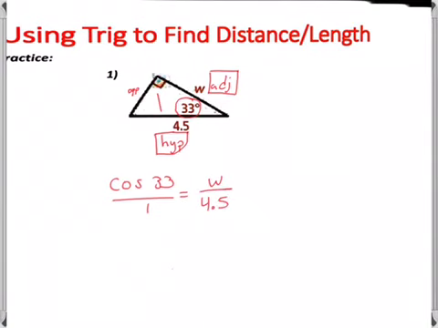At this point, we want to cross multiply our values, so W times 1 would be W, and then 4.5 times cosine of 33 gives us 4.5 times cosine of 33. Since our variable is all alone, we can plug this into our calculator, and we should get W equals 3.77.